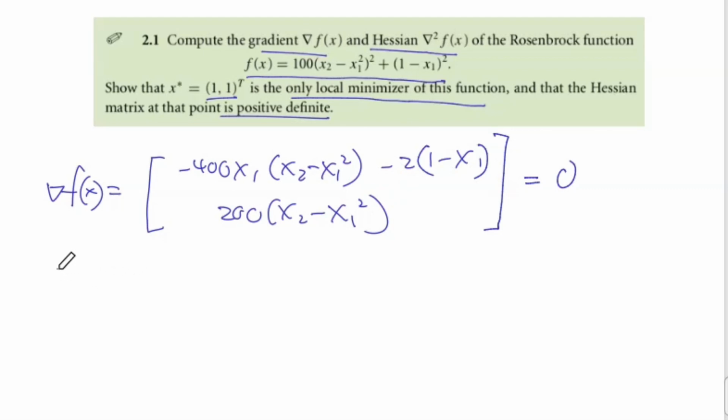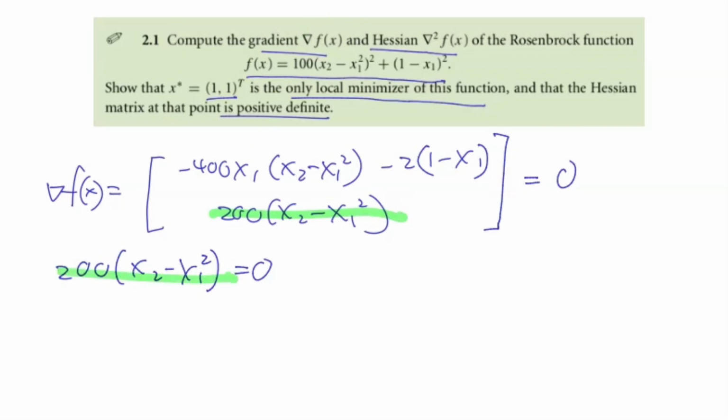So here 200 times (x2 minus x1 squared) is equal to 0. This guy is equal to this 0. That means you can find x2 equal to x1 squared. When x2 equals x1 squared, this is 0. So if this is the case, this one is also 0, right?